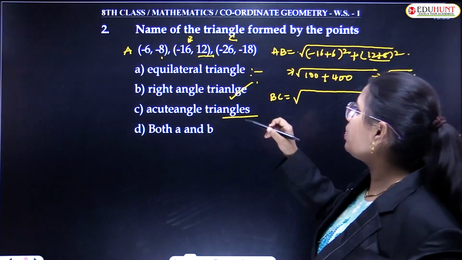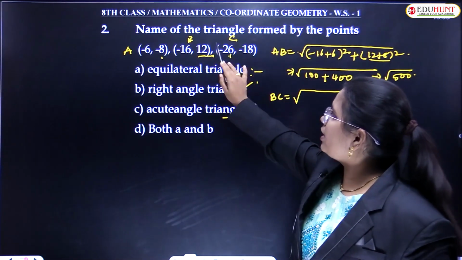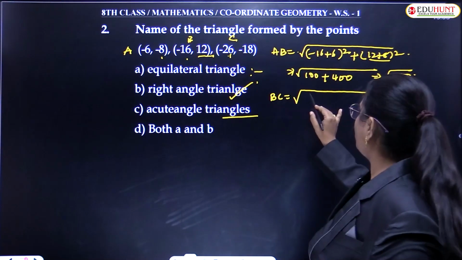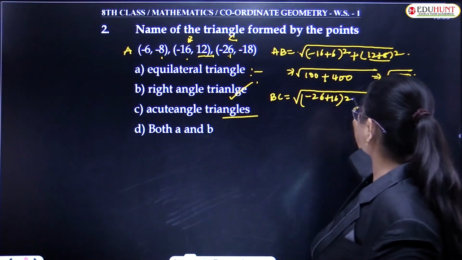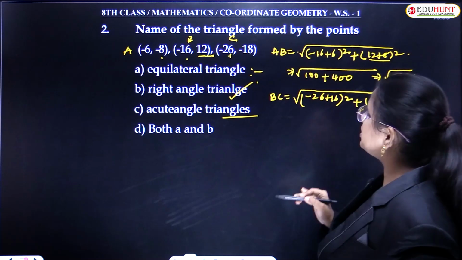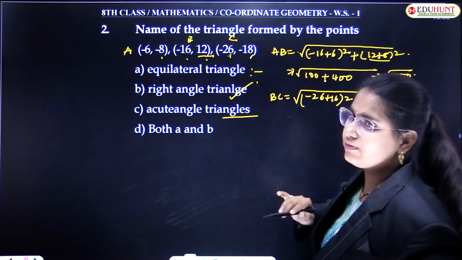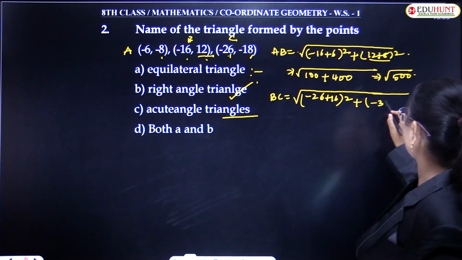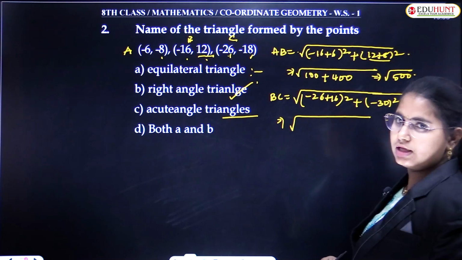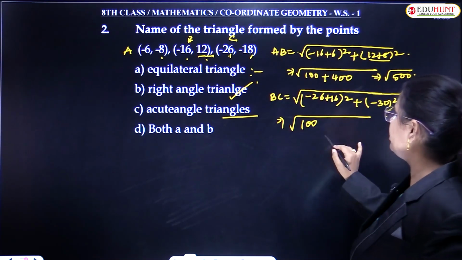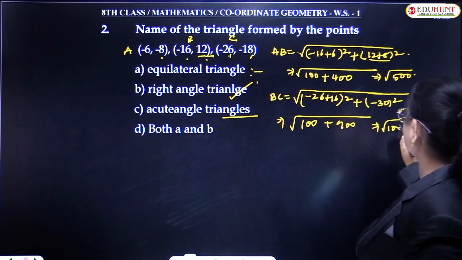Again, distance formula: x2 minus x1 whole square, minus 26 minus of minus is plus 16, so minus 26 plus 16, whole square, plus y2 minus y1 whole square. Minus 18 minus 12 is minus 30, squared. So minus 26 plus 16 is minus 10, whole square, which is 100, and this is 900, which is equal to 1000.